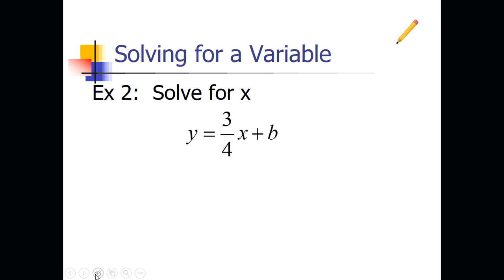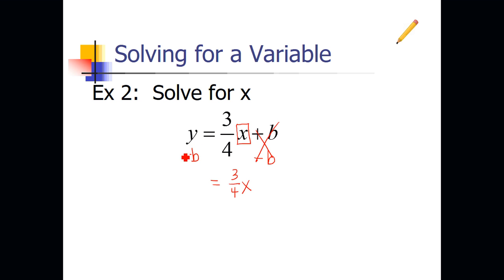This is y equals 3/4 x plus b. This is a linear equation that we will be graphing later on, but if I want to solve for x, let's first identify where the x is. He's right here with that 3/4. Now notice there's a plus b right here. That's something that we can easily undo using inverse operations. So we can subtract the b from both sides. That would eliminate it over here, giving me 3/4 and the x left.